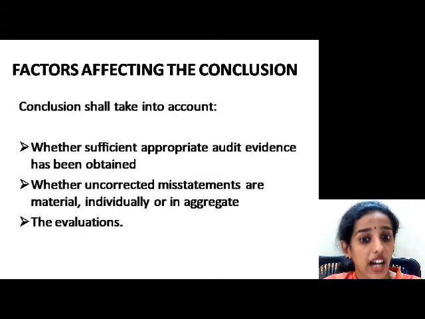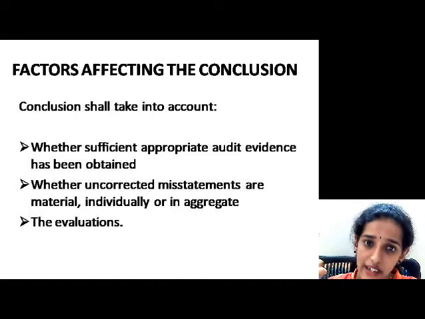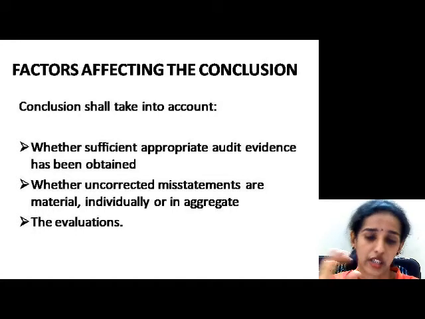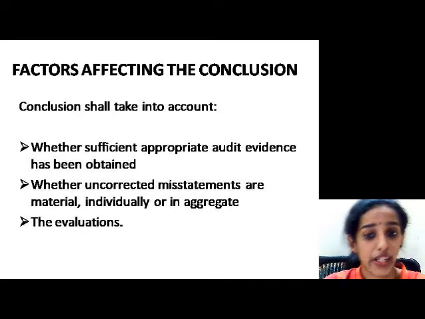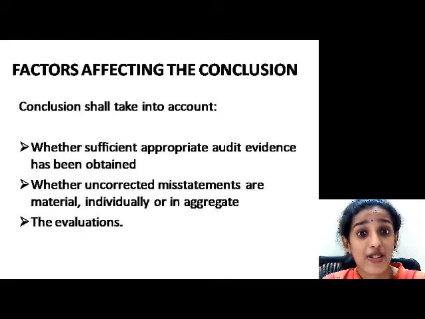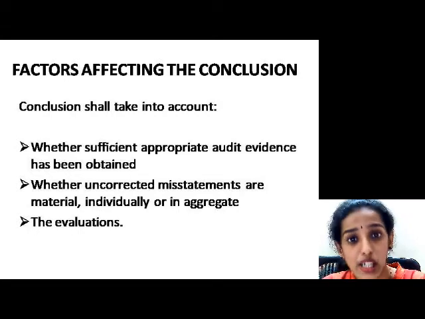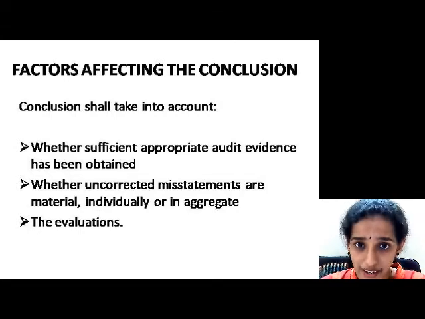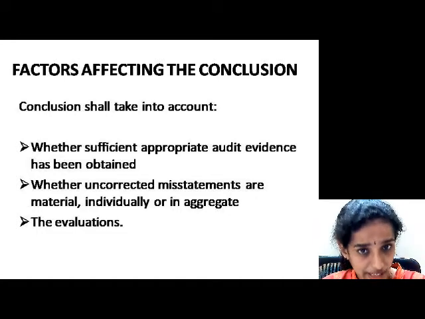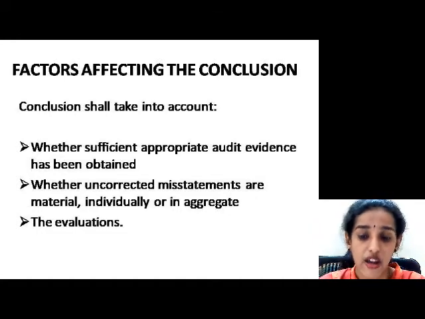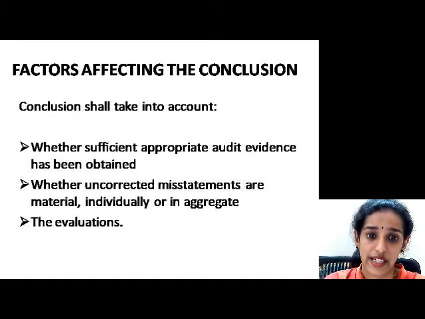So here again, the first thing they have to check is that the audit evidence obtained is sufficient and appropriate. Second is the uncorrected misstatements: whether they are material, either individually or in aggregate. The auditor has to check that before coming to any conclusion. Third is the evaluations. Based on the evaluations by the auditor, he will come to certain conclusions. So not only the audit evidence, not only the materiality of the uncorrected misstatements, but also some specific evaluations. We'll see what specific evaluations are taken into account or affect the conclusion.